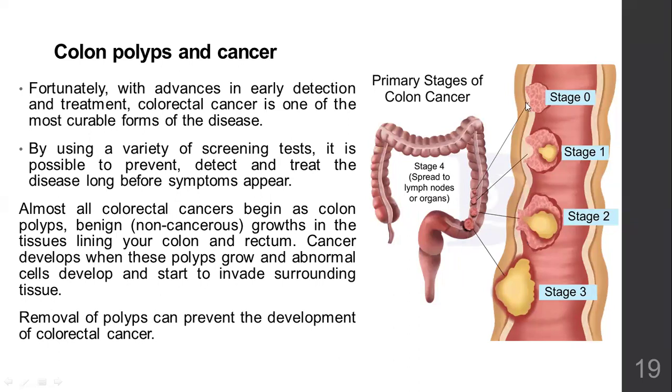So cancer develops when these polyps grow and abnormal cells develop and start to invade and spread into the surrounding tissues. And once these cancerous cells reach your blood circulation or lymphatic circulation, it can spread to other parts of your body as well. Symptoms: usually you will have difficulty in passing stool, pain, and blood in the stool. Sometimes when the feces is passing through, it can cause bruising to the polyps and bleeding may happen.